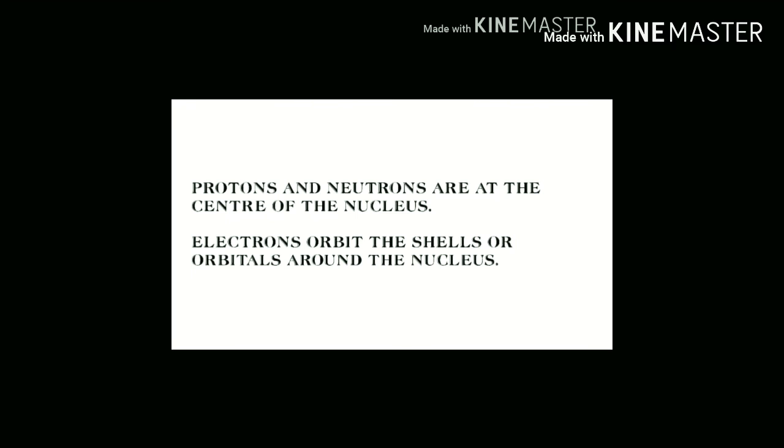Hello everyone, I am going to explain about dot and cross diagram. We can use dot or cross to represent electrons in an atom. Protons and neutrons are at the center of the nucleus. Electrons orbit the shells or orbits around the nucleus. Protons have positive charge, electrons have negative, and neutrons have neutral charge.